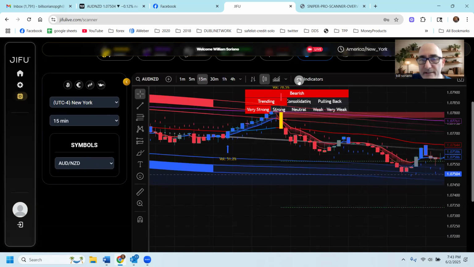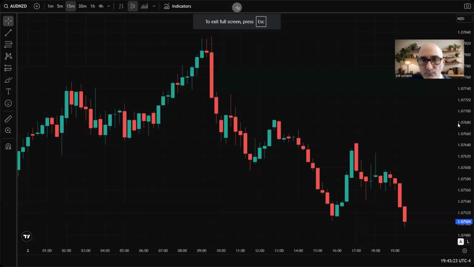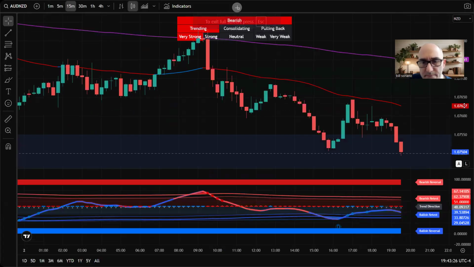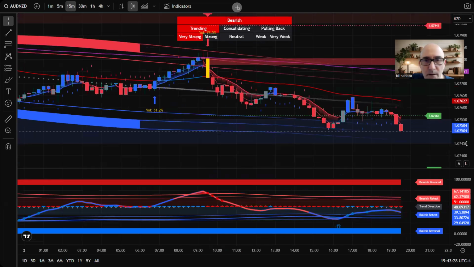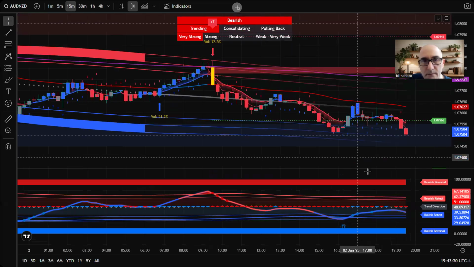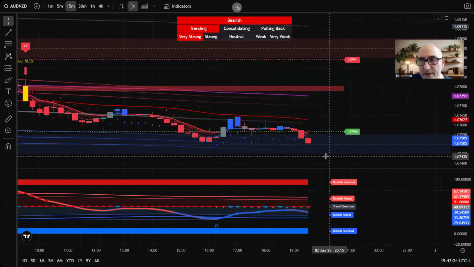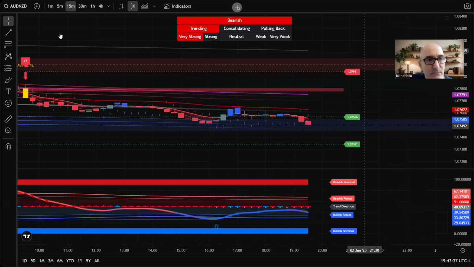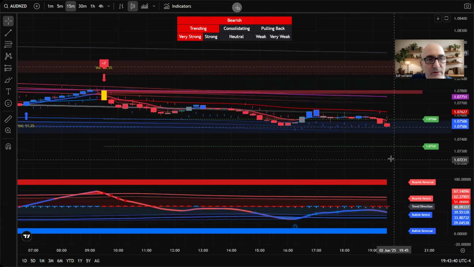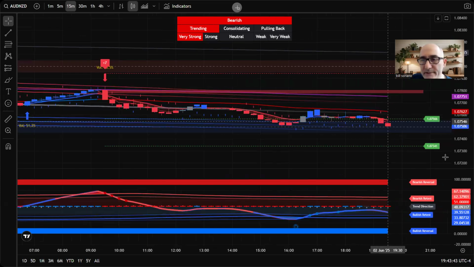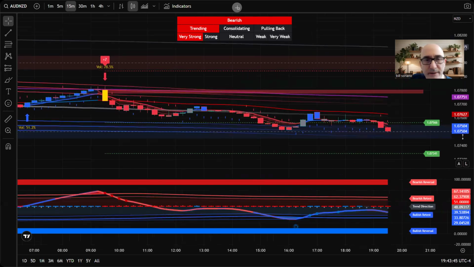Now let's just expand this a little bit here because it's hard to see what's going on here. Okay, so we take the trade right there. We could see here we have our stop loss up here. We have our take profit 1. Price has already gone through take profit 1, and it is now heading down to take profit 2.